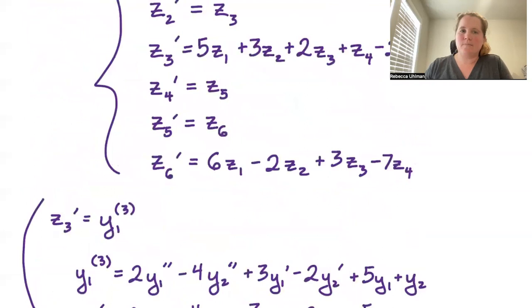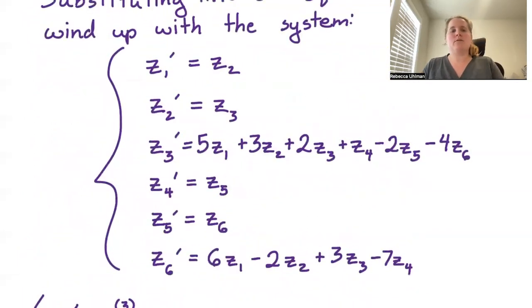So our system, we have these 6 equations. Z1 prime is z2, z2 prime is z3, z3 prime is 5z1 plus 3z2 plus 2z3 plus z4 minus 2z5 minus 4z6. Z4 prime is z5, z5 prime is z6, and z6 prime is 6z1 minus 2z2 plus 3z3 minus 7z4. So as you can see, we did wind up with 6 equations in 6 unknown functions.